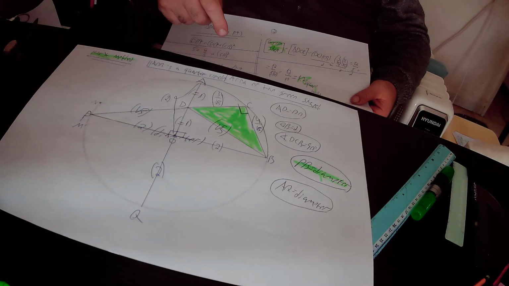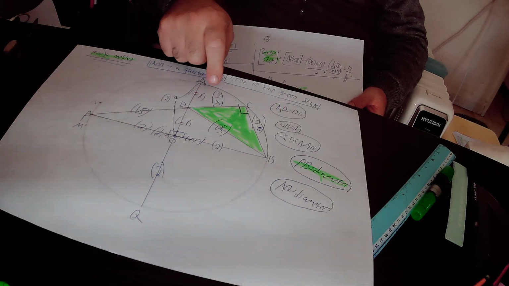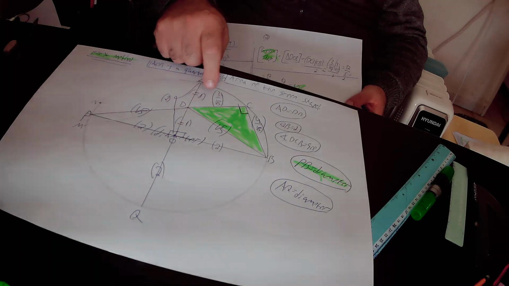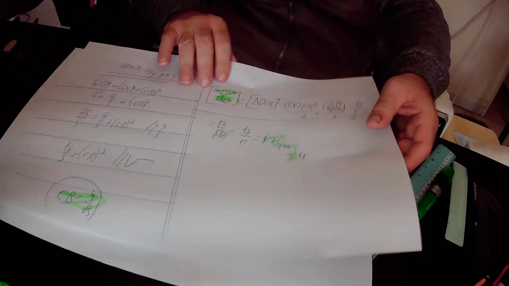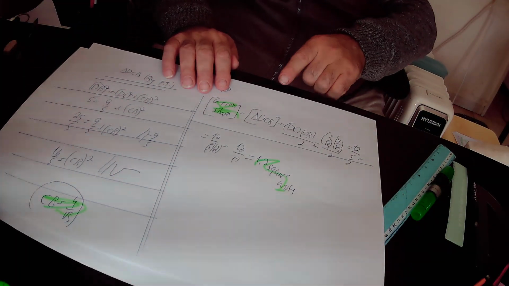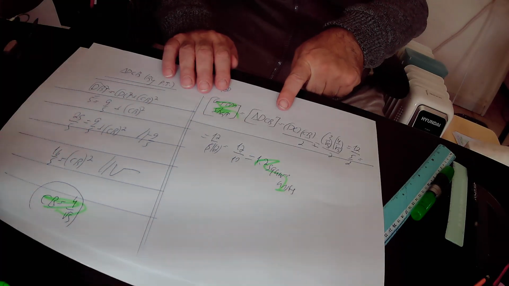Our task is to find the area of the green shape. The green shape is actually the green right triangle DCB. So we have to find the area of the green right triangle DCB.